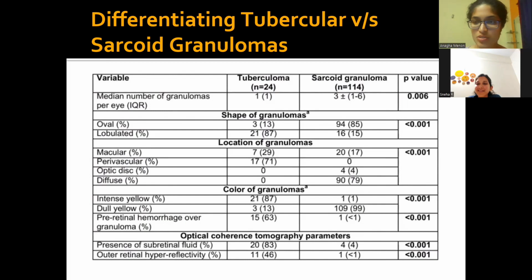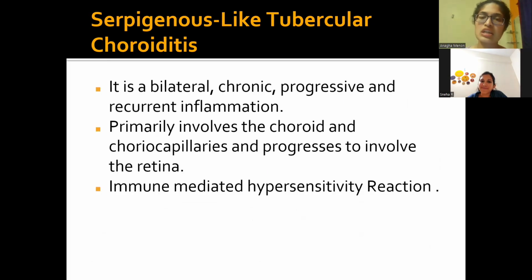Okay. So this is just one important table that postgraduates in ophthalmology can refer to. As an undergraduate, this is too much actually. Then coming to serpiginous like tubercular choroiditis.